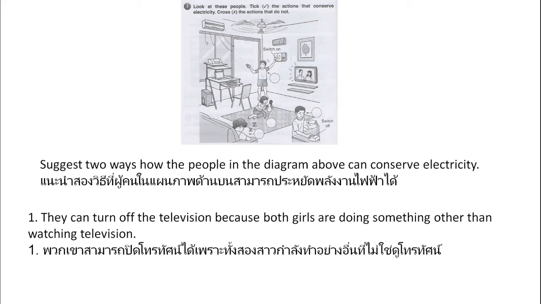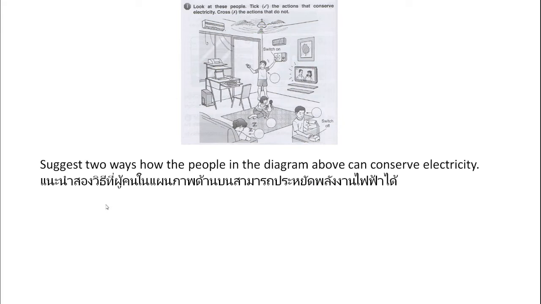Number 1, they can turn off the television because both girls are doing something other than watching television. So they can turn off this television and do something else. So that is just 2 ways how the people in the diagram above can conserve electricity.